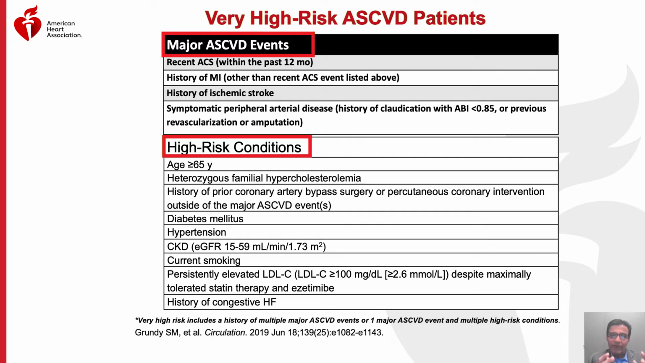This is how we define the very high-risk ASCVD group as per the 2018 ACC/AHA cholesterol guidelines. So remember, 2 or more major ASCVD events, or one major ASCVD event with 2 or more of these high-risk conditions, will classify a patient as very high-risk secondary prevention, or a very high-risk ASCVD patient.